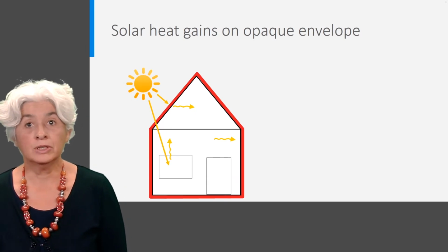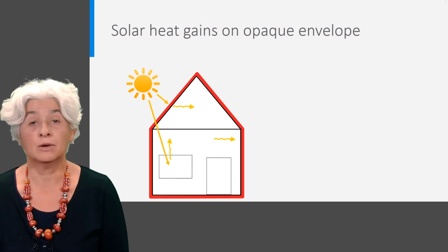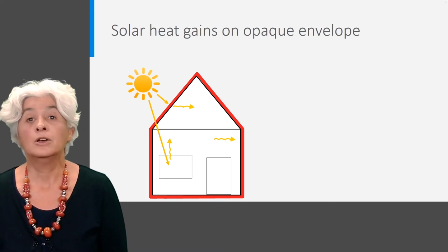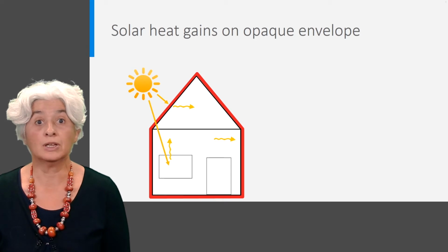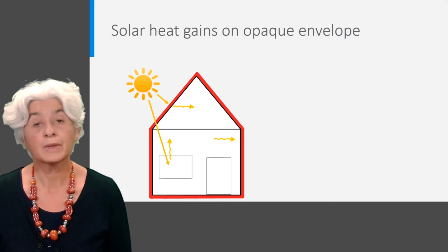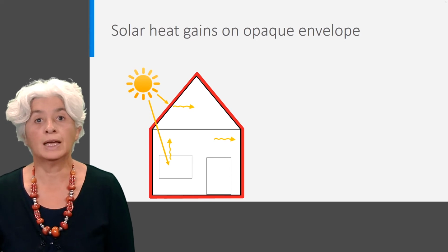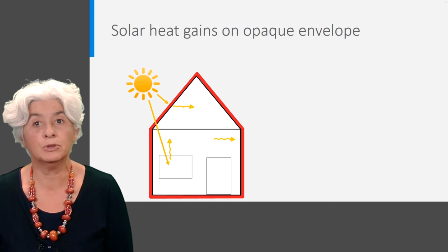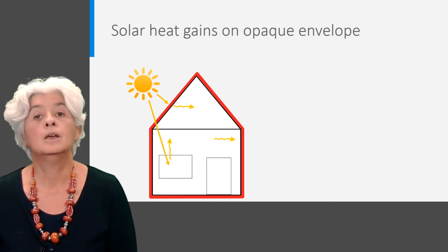Solar radiation is captured by the facades and roofs of buildings. This increases their temperature. Solar radiation also penetrates into buildings through their transparent parts, the windows. The estimation of solar heat gains is not as straightforward as the estimation of transmission or ventilation losses.